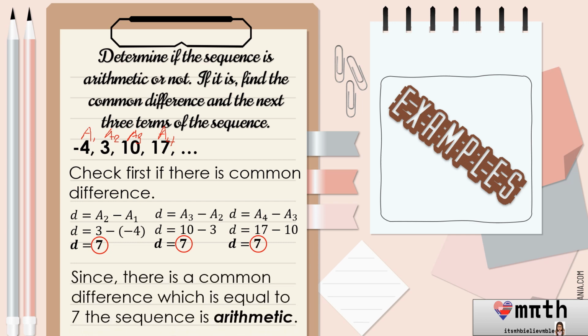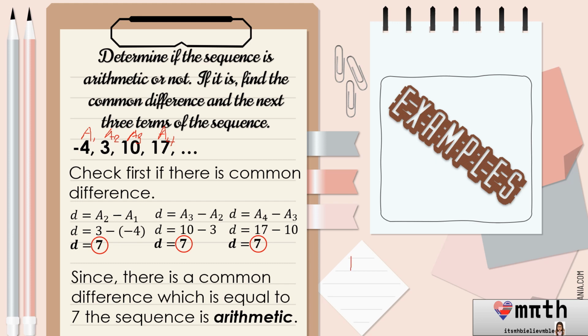And since we have a common difference which is equal to 7, therefore this sequence, negative 4, 3, 10, and 17, is an arithmetic sequence. Okay? Now, let us find the next 3 terms of the sequence. Since our common difference is 7, we just simply add 7 to get the next term.